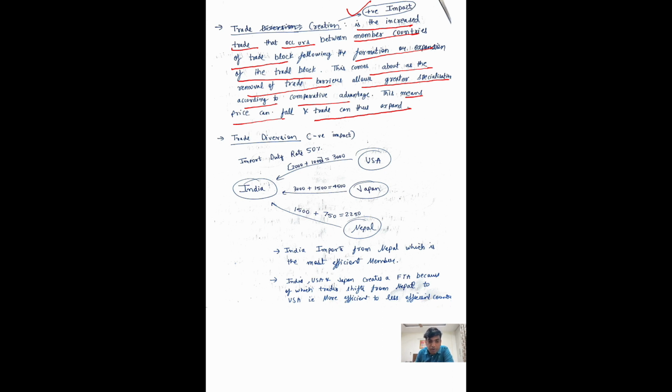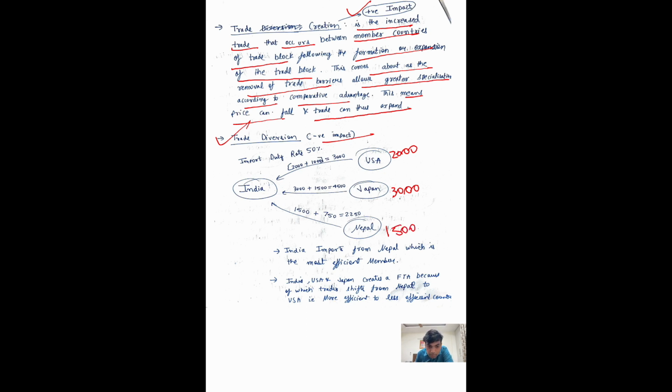So basically, let's continue to the next one, that is the negative impact, trade diversion. So diversion means shift in the trade. So how is it shifting? Let's look at an example again. So again, 2000 is the cost price for USA, similarly 3000 for Japan, and let's suppose we took 1500 from Nepal. So let's look at the example now.